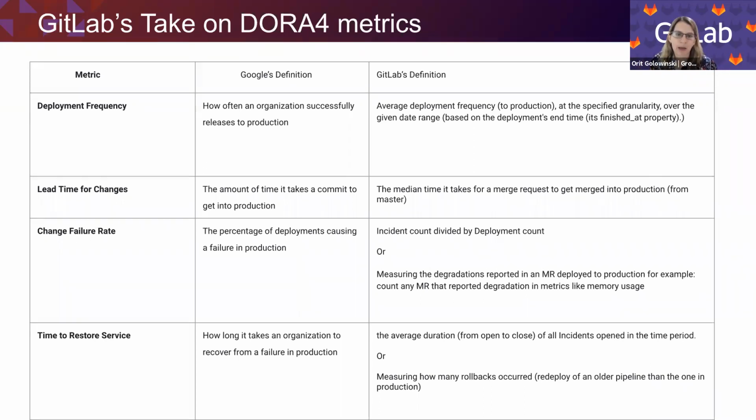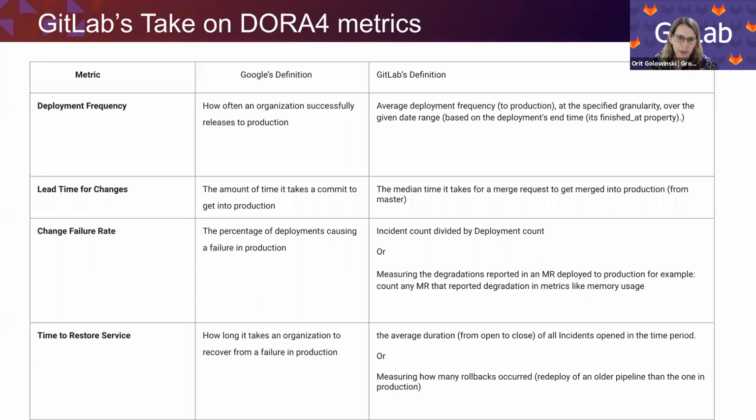Lead time for changes is the amount of time it takes for a commit to get into production. Our GitLab take on it was the median time it takes for a merge request to get merged into production, and I'll show you what that means in the slide where I show what the chart exactly looks like. Change failure rate is the percentage of deployments causing a failure in production, which we defined as the incident count divided by the deployment count. So how many incidents divided by how many deployments there were.